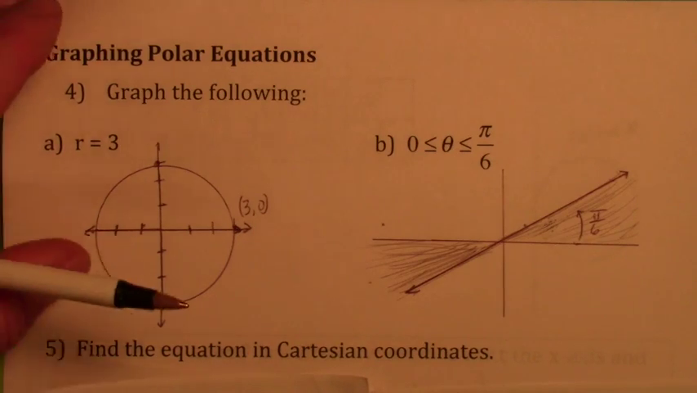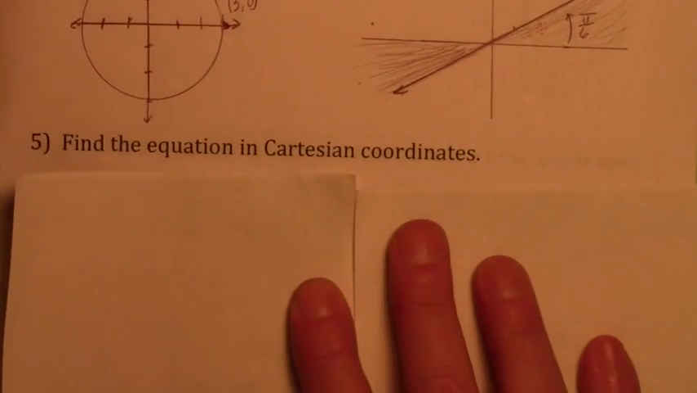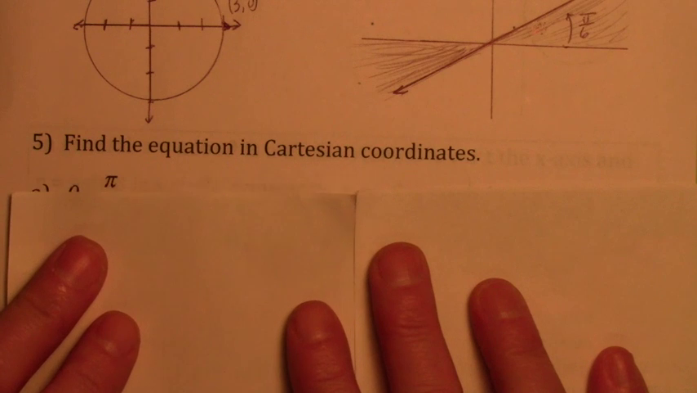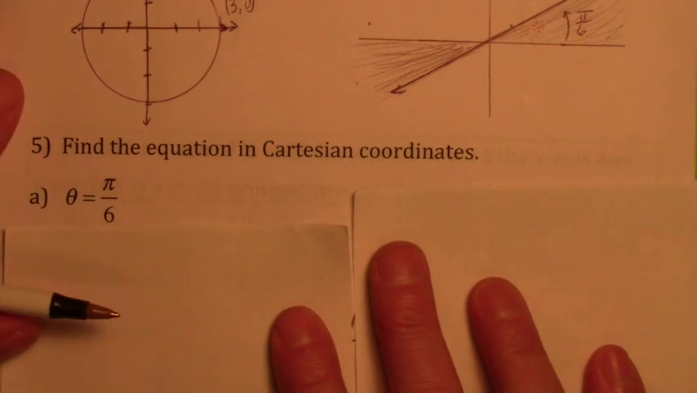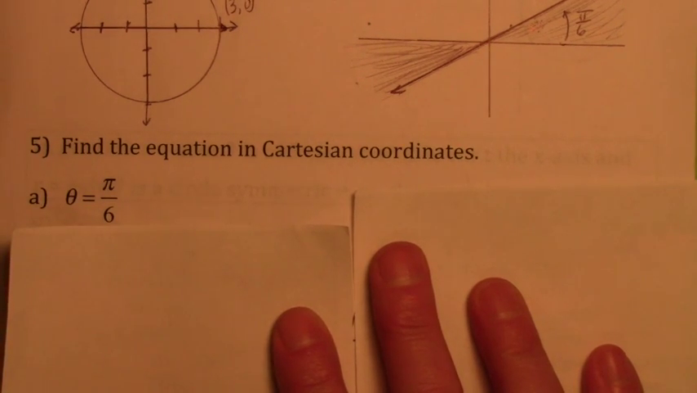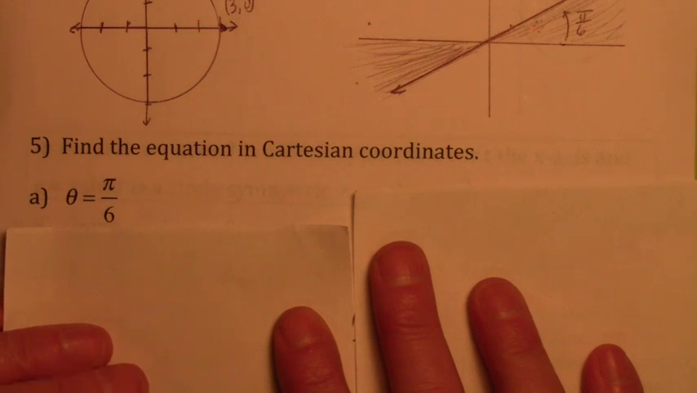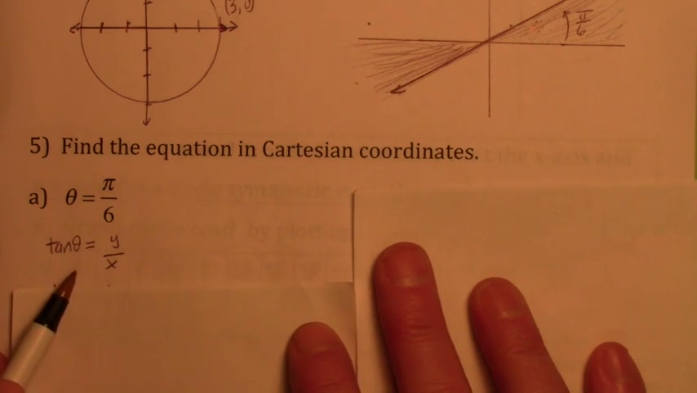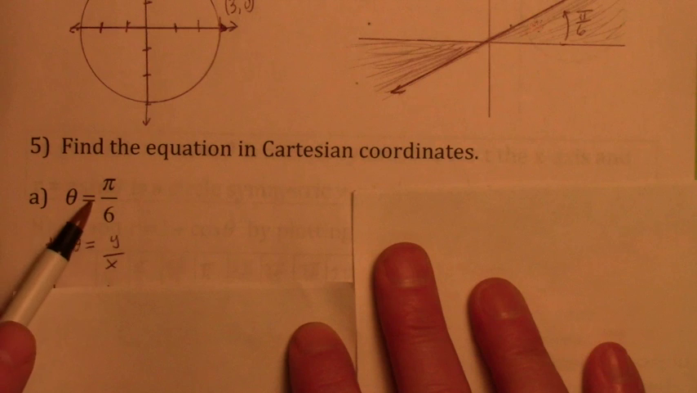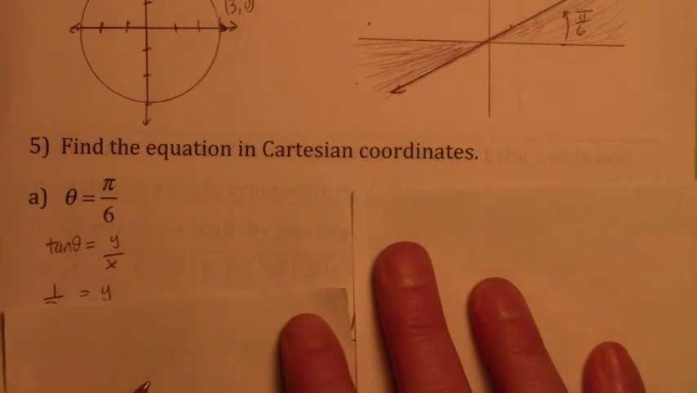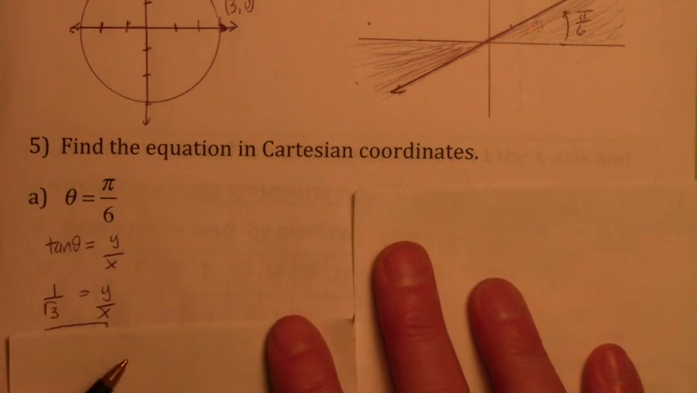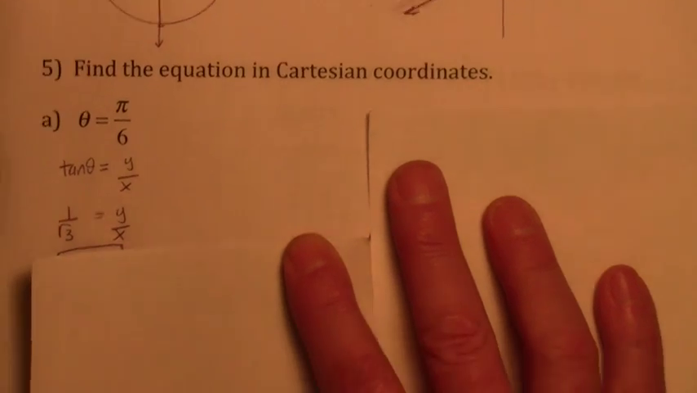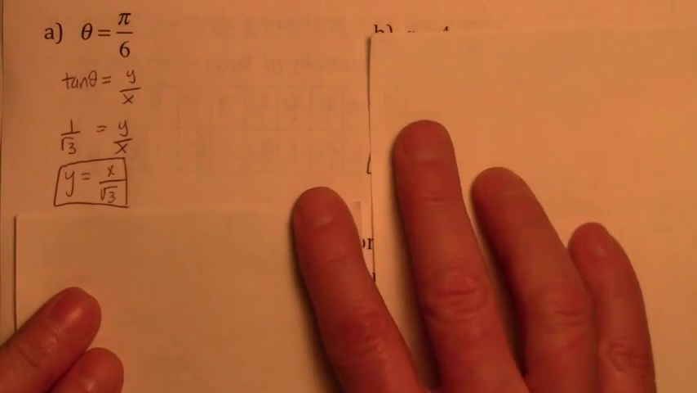Alright, now comes the fun part. Let's find the equations in Cartesian coordinates. Let's switch this to the xy coordinate system. The way we're going to do that is we're going to use those conversion factors we talked about. The one that works for theta is that tangent of theta is y over x. So what you could do is, isn't the tangent of theta 1 over radical 3, which is y over x, so you'd solve this for y, and you end up with y equals x over radical 3.